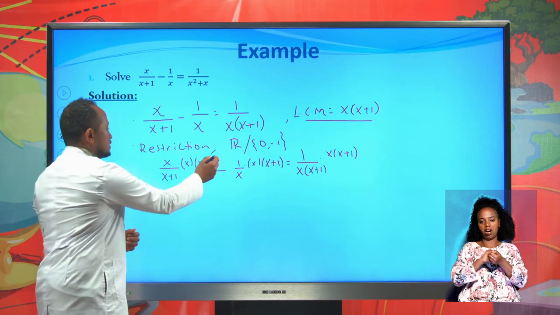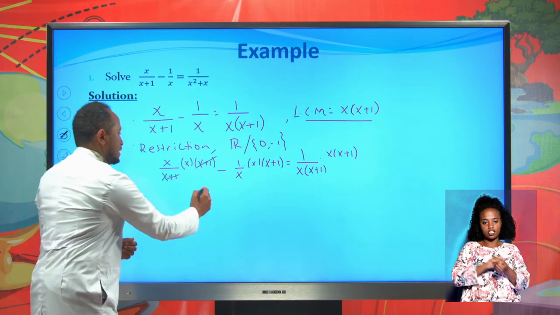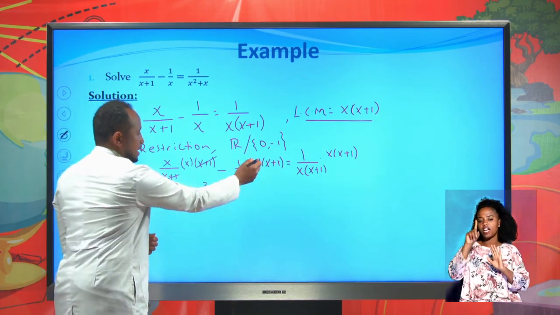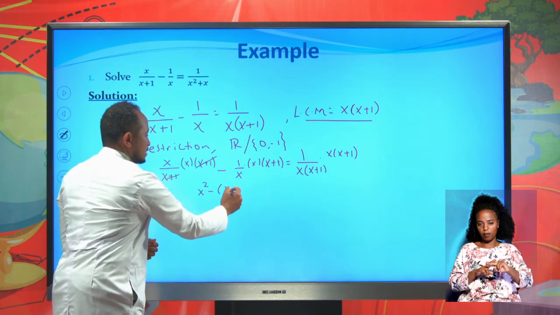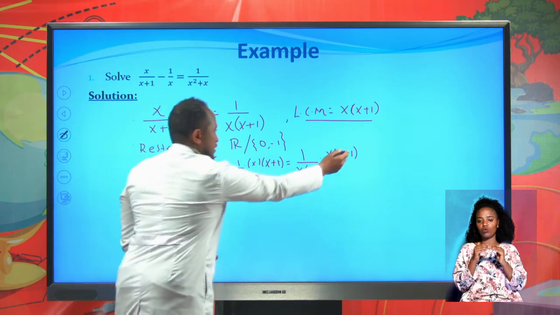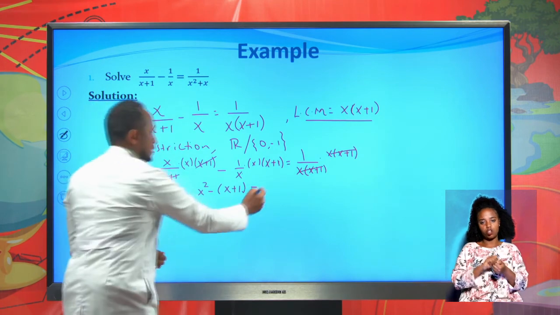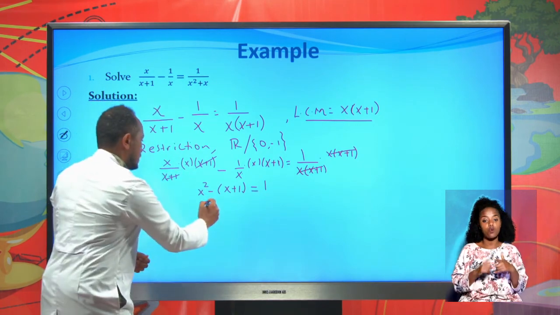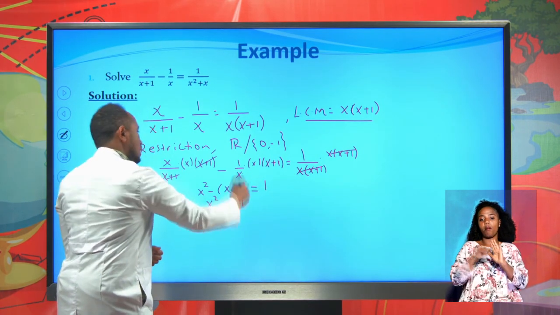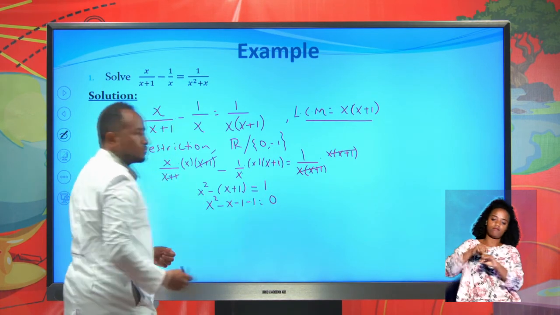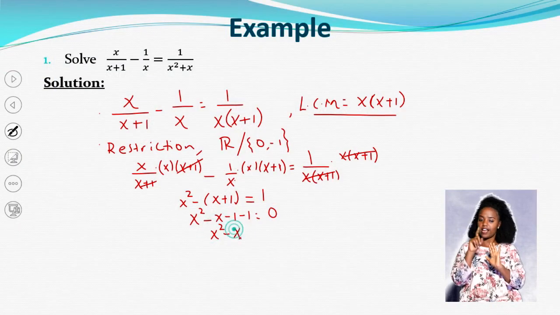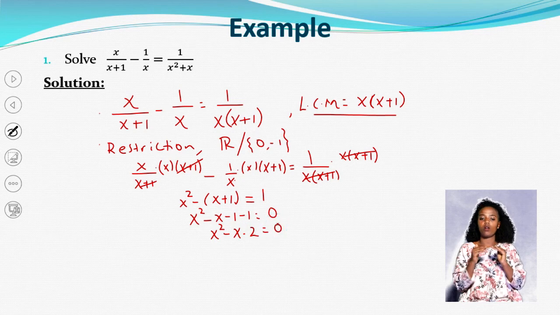Now let's simplify. When you simplify, the x plus 1 cancels, x squared remains, x times x, and minus 1 over x is cancelled by x, the remaining part is only x plus 1. This must be equal to, this cancels with this, you have 1. Therefore, x squared minus x minus 1, take 1 to this side, minus 1 is equal to 0. Therefore, x squared minus x minus 2 is equal to 0.